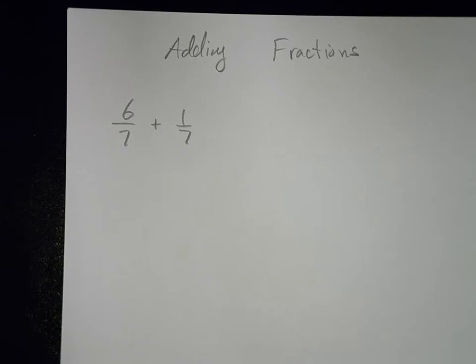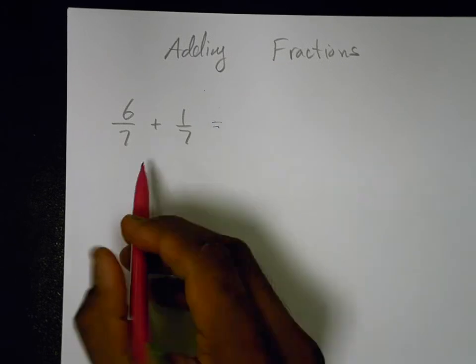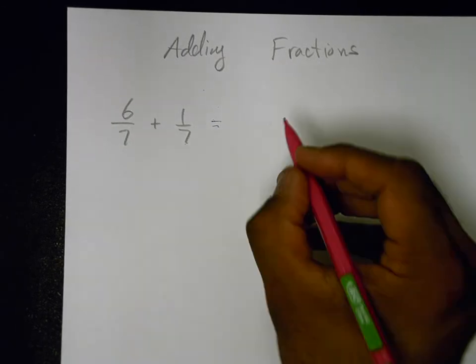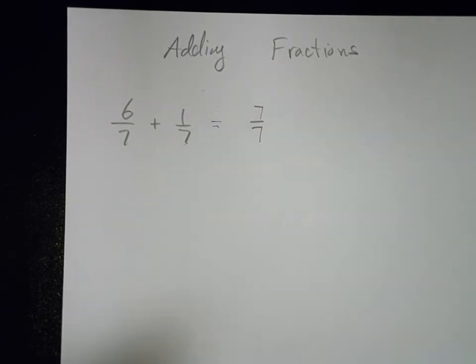Adding fractions requires everything to be cut into the same increments, or what we call the same denominators. So if I have the same denominators, I can simply combine the numerators, which is a fancy way of saying if the bottoms are the same, I add the tops. So I end up with 7 over 7, and something divided by itself is 1.